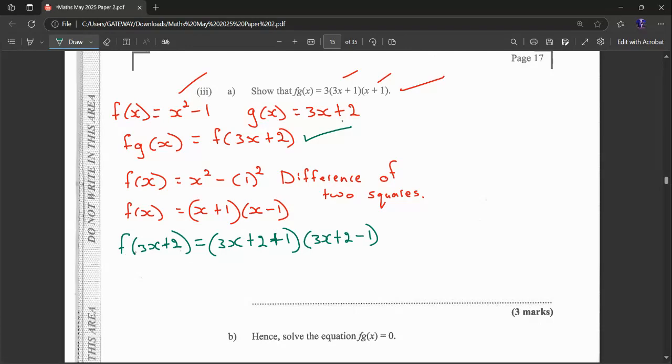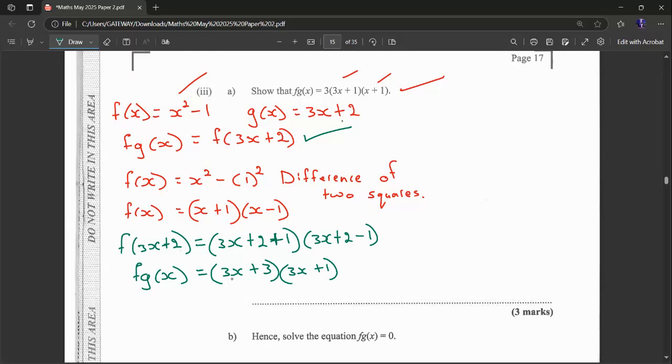I'm replacing the f of 3x plus 2 with f g of x. And that will be equal to, I write back the 3x. Now 2 plus 1 is 3, so plus 3, close bracket. I put back the 3x. Now I have 2 minus 1, which will just give me 1, close bracket. But it's still not looking like what I have there.